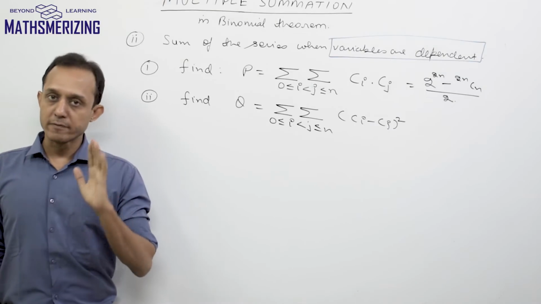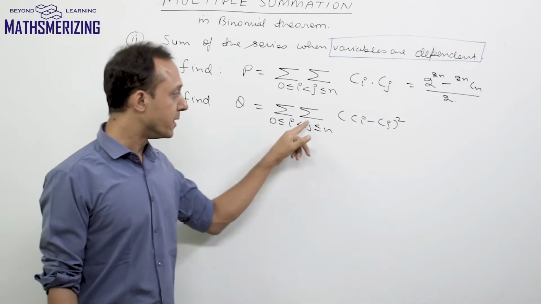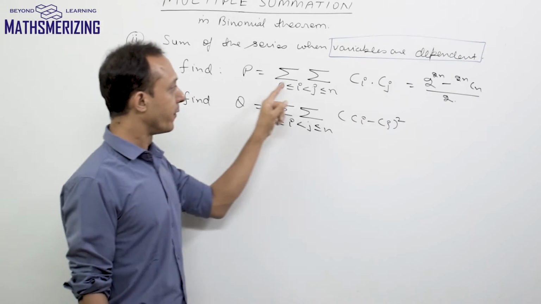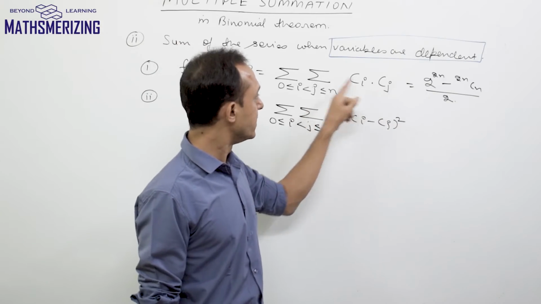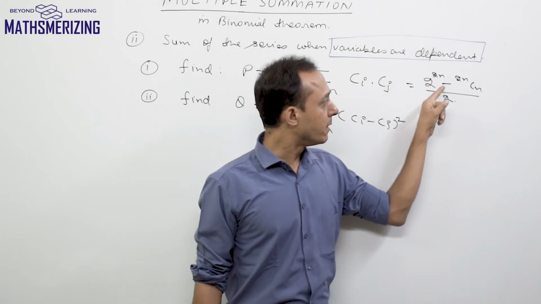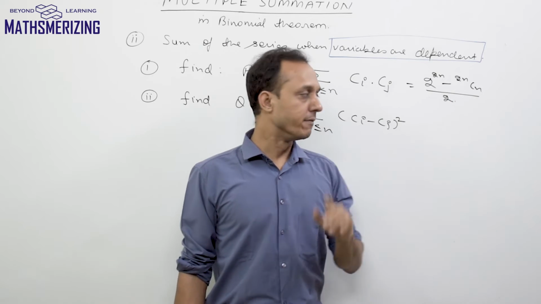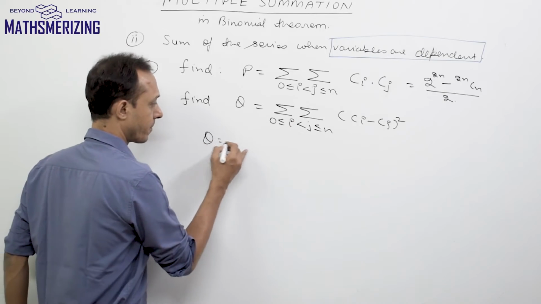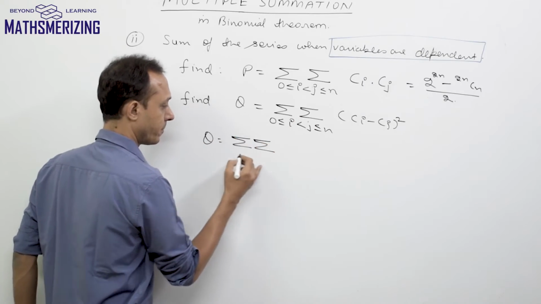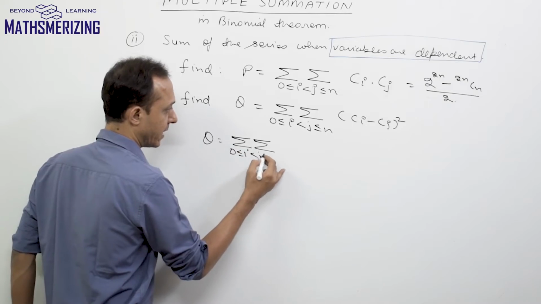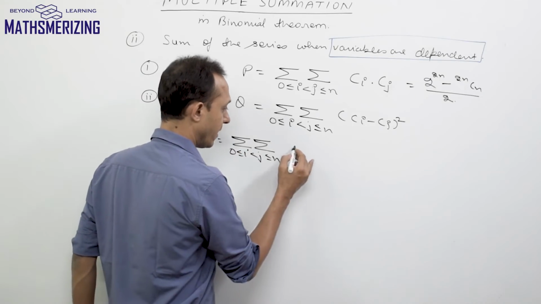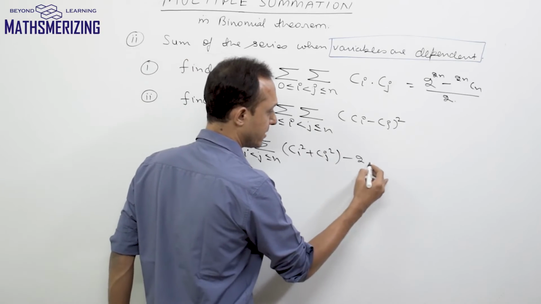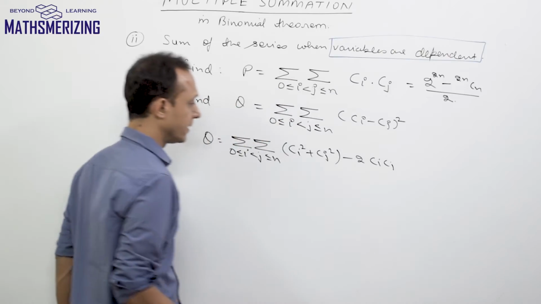Now we'll come to the second part of the question, which is to find q, which is the double summation of (Ci minus Cj) whole square. In the previous video, we have done that the value of this product Ci into Cj double summation will be 2 to the power 2n minus 2nCn, whole divided by 2. Now what I can do is write it as summation, i greater than 0 but less than j less than or equal to n, Ci square plus Cj square minus 2 times Ci into Cj.